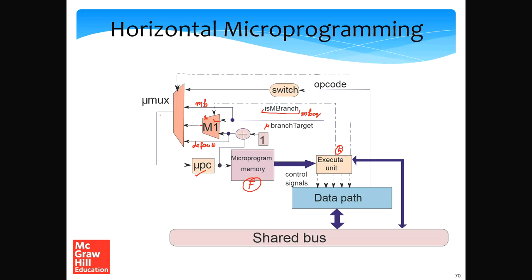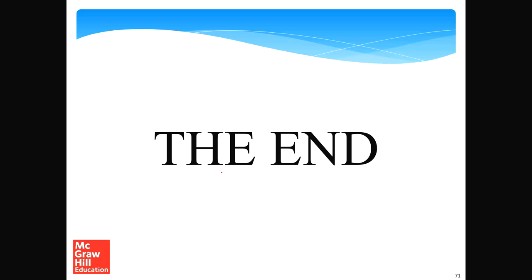And once we choose a next PC, this can be fed to the microprogram counter. Alright, so this brings us to an end of the chapter on microprogramming. And we will then look at making processors and processor design much more efficient. So we'll discuss a technique called pipelining in the next chapter, which is chapter 9.